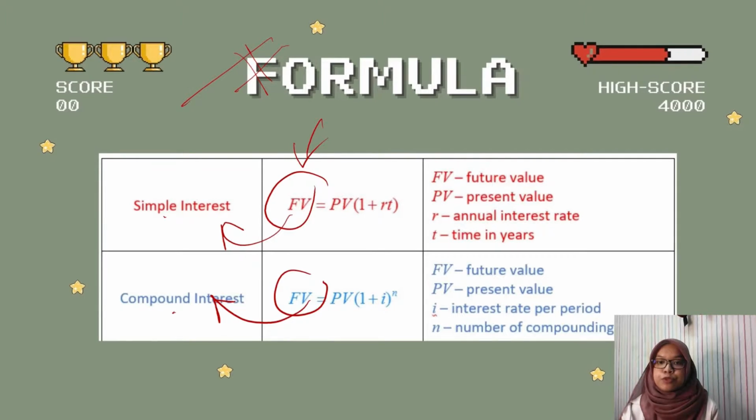For future value for simple interest, it is present value times 1 plus RT. What is RT? R is the annual interest rate and T is time in years. Compound interest is future value equals present value times 1 plus the interest rate per period, to the power of n, where n is the number of compounding periods. If you can differentiate simple interest and compound interest, it is easier to find the future value for these two. So this is the formula for future value.